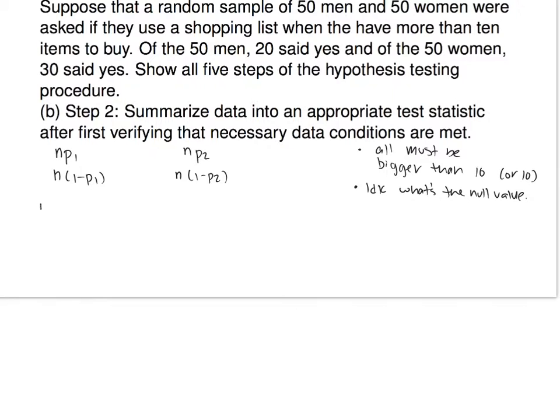The first thing to do for anything is to find the null value. So if P1 equals P2, what value is this? 0? Not necessarily, because those two things could be equal by both being 0.5, or they could be equal by both being 0.3. Does that make sense? And if your samples are different sizes, it isn't necessarily a straight up average of the two.